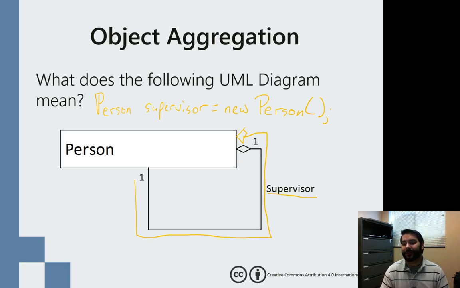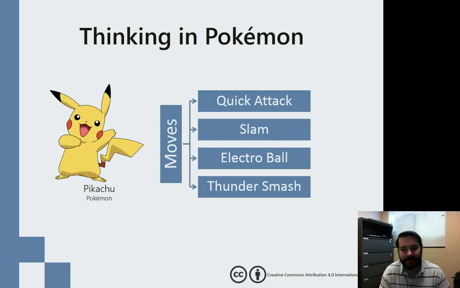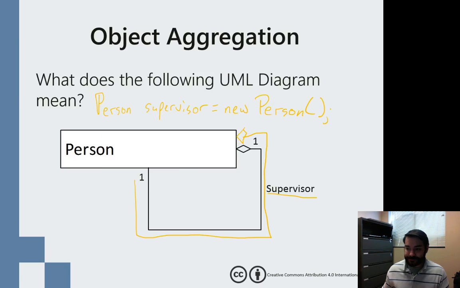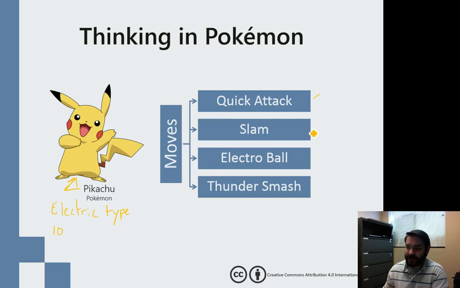Now, let's get back to Pokemon for a second. Let's think about that Pikachu. Pikachu is a Pokemon. It's an electric type. It has a name, Pikachu, electric type, HP is 10 or 12 or whatever. We also say that this Pikachu has 4 moves because any one Pokemon can have 1 to 4 moves. So we say that Pikachu has Quick Attack, Slam, Electro Ball, and Thunder Smash. Pretty simplistic.